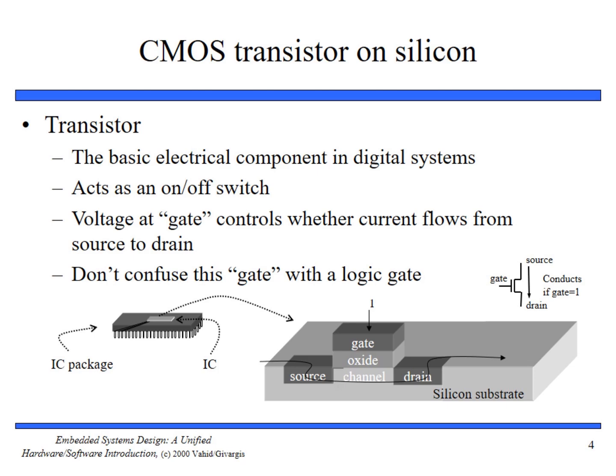We have two types of CMOS available. Number one is the NMOS transistor, number two is the PMOS transistor. NMOS conducts if the gate is 1, that is, the gate logic is high. The voltage at the gate controls whether current flows from source to drain or not. Please do not confuse the gate with a logic gate. Okay, moving on to the next slide.